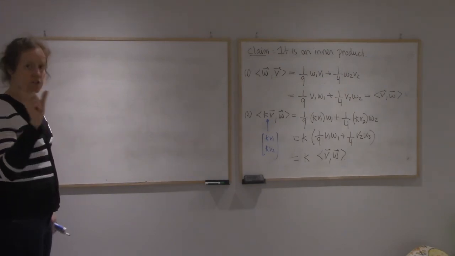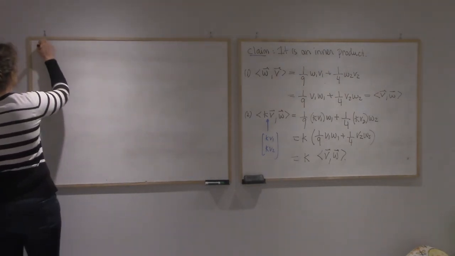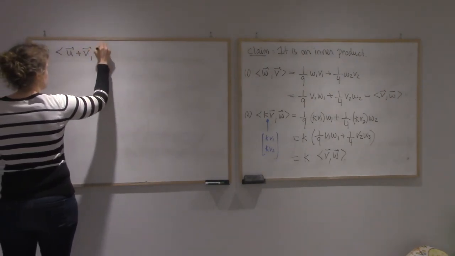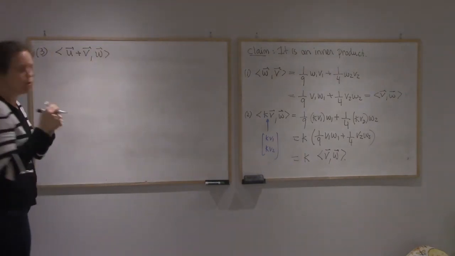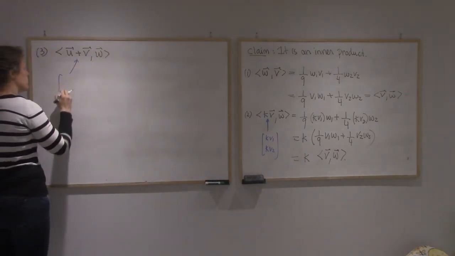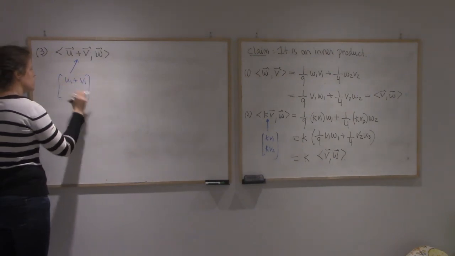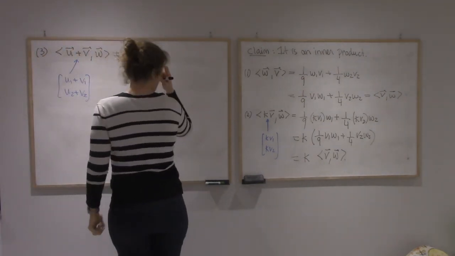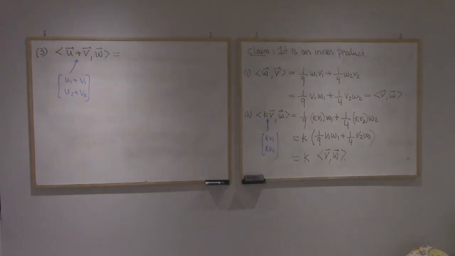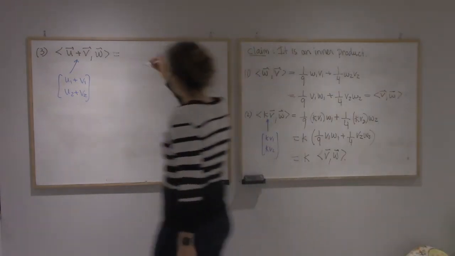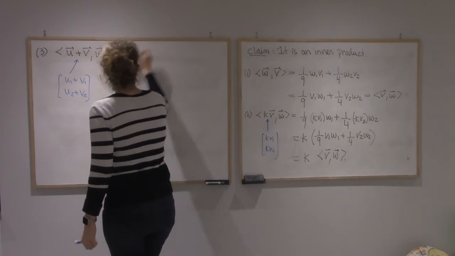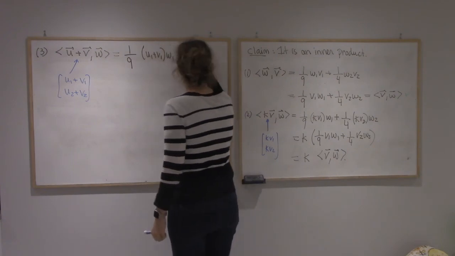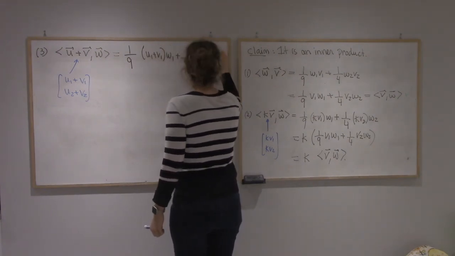Third property, I have to look at addition. So I'm going to look at u plus v, w. And let me use u1, u2 for u. So this one will be u1 plus v1, u2 plus v2. And so I will get 1 over 9 (u1 plus v1) w1 plus 1 over 4 (u2 plus v2) w2.